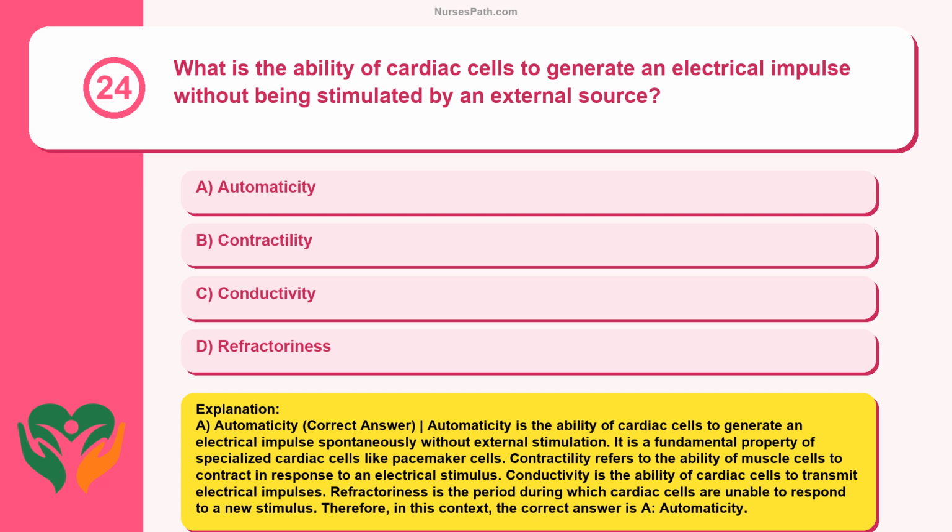Contractility refers to the ability of muscle cells to contract in response to an electrical stimulus. Conductivity is the ability of cardiac cells to transmit electrical impulses. Refractoriness is the period during which cardiac cells are unable to respond to a new stimulus. Therefore, in this context, the correct answer is A. Automaticity.